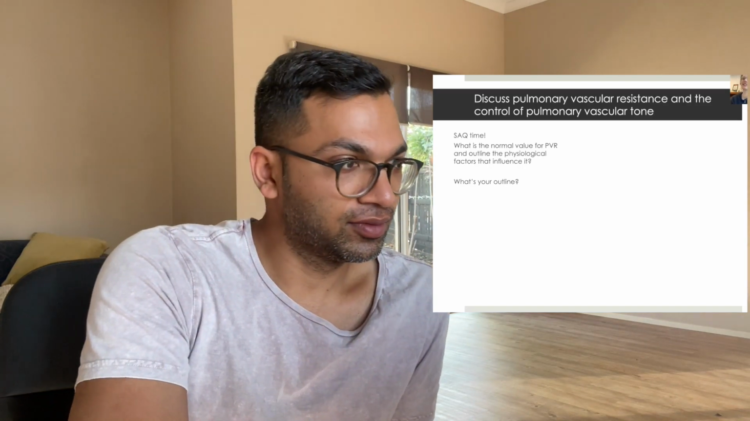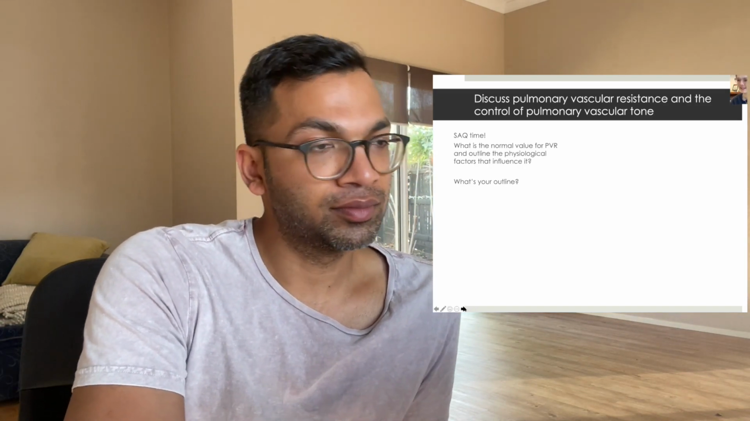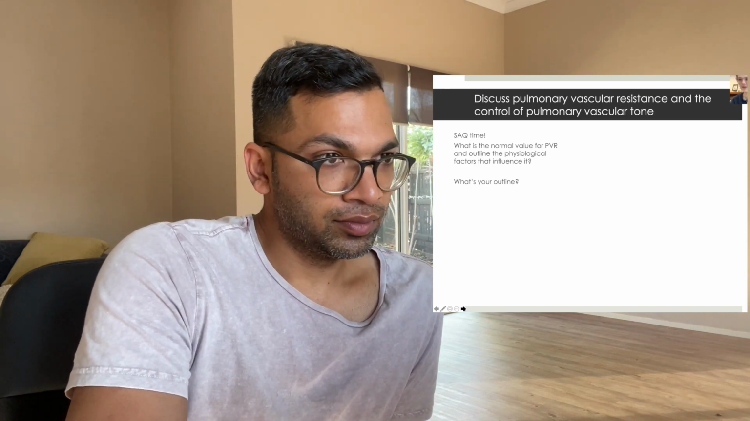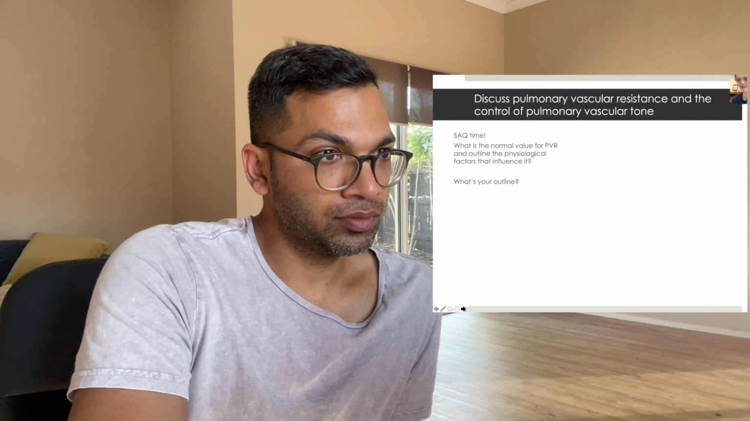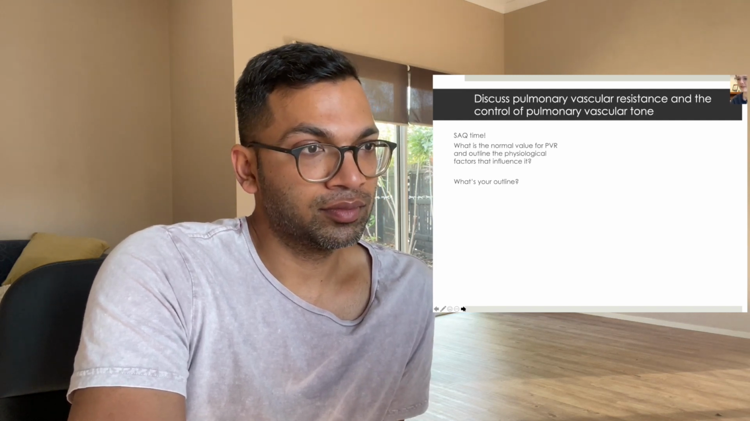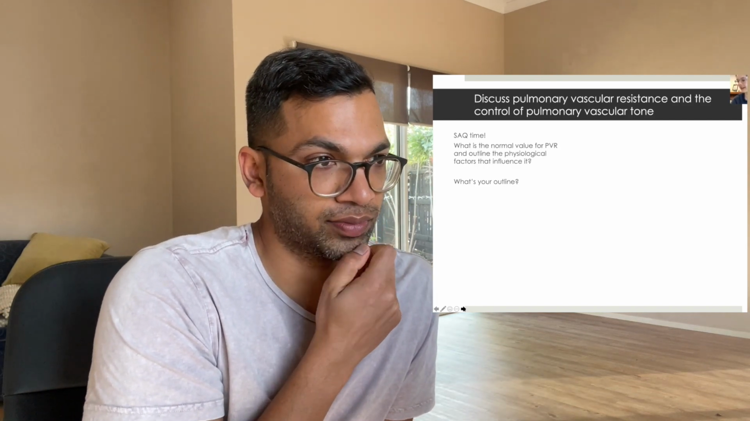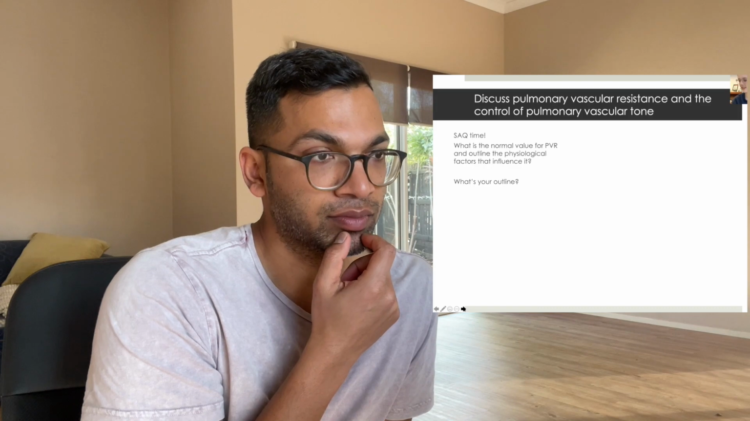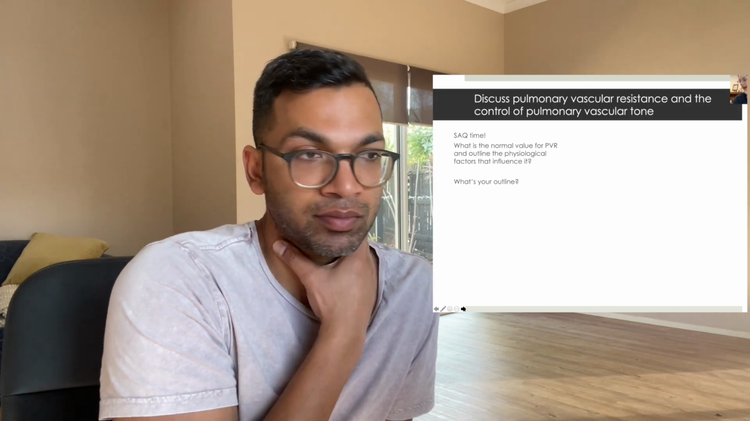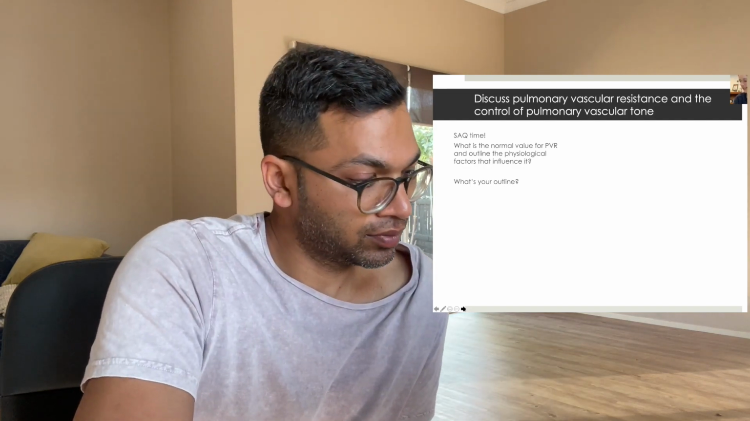Pulmonary vascular resistance is your resistance to flow across your pulmonary circulation. You could describe it using Ohm's law, so resistance is equal to change in pressure divided by the flow. The normal value is 1 to 2 Wood units, which is liters per minute per millimeter of mercury. Physiological factors that influence it.